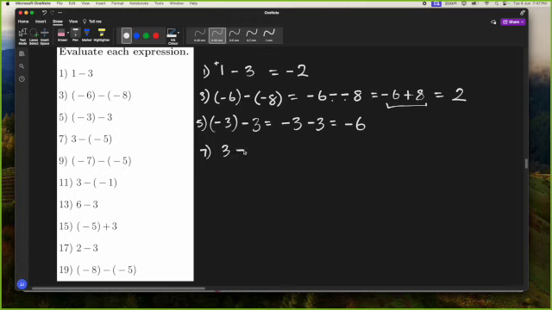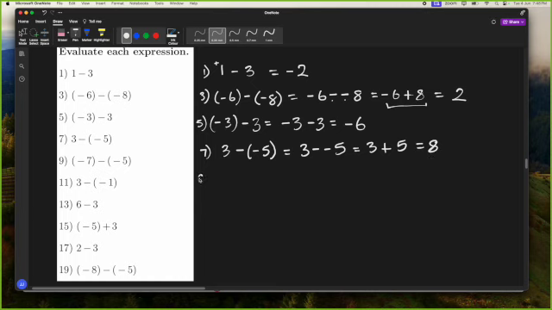Next we have 3 minus, and then a -5 in brackets. Well, I told you to just remove the brackets, so that is 3 minus -5. When we have 2 minuses, you just get a plus. And so the answer there is 8.